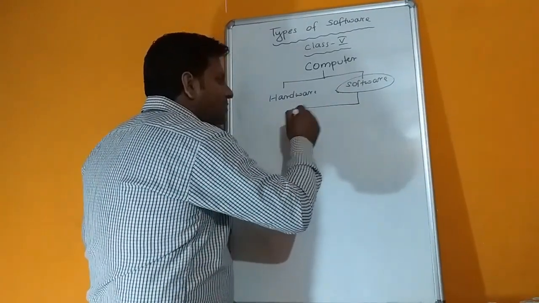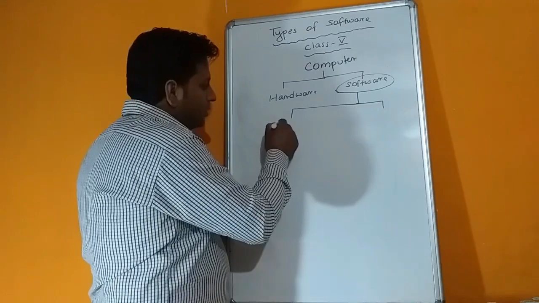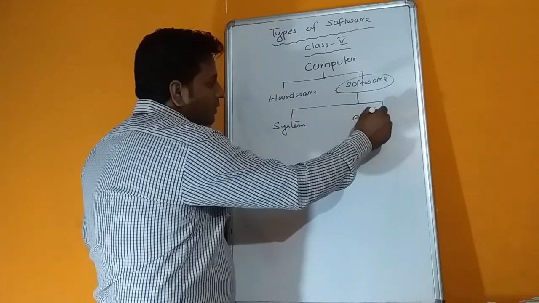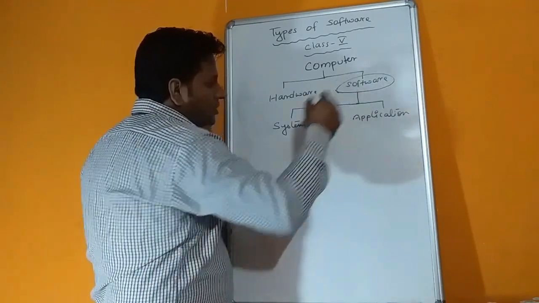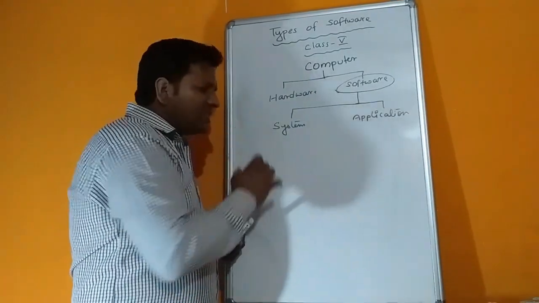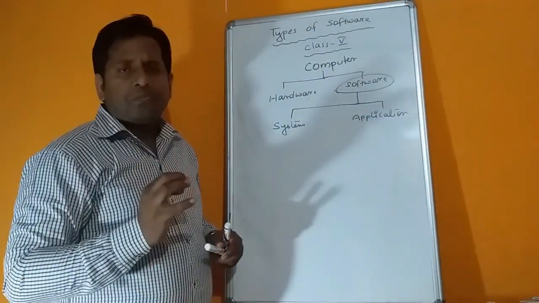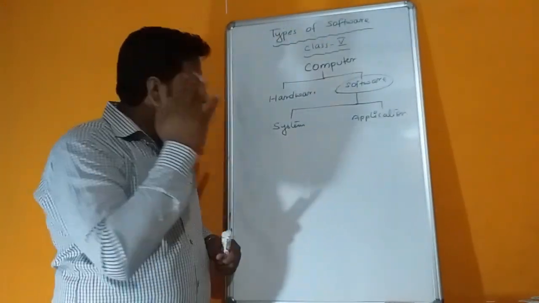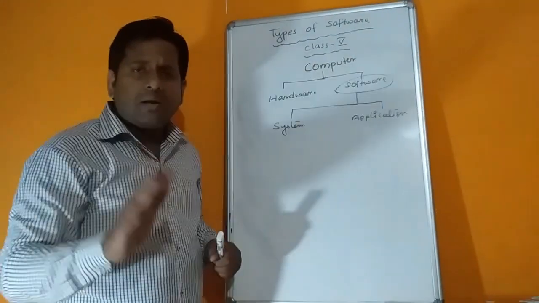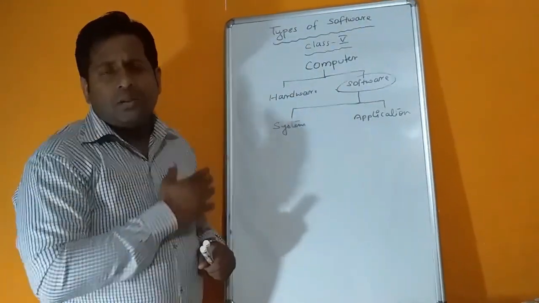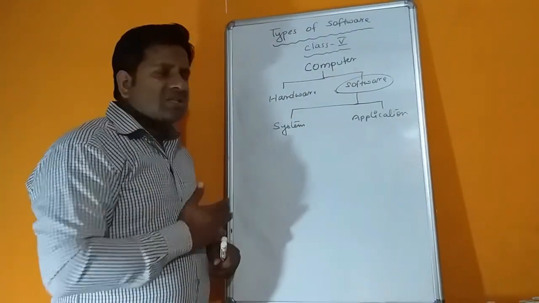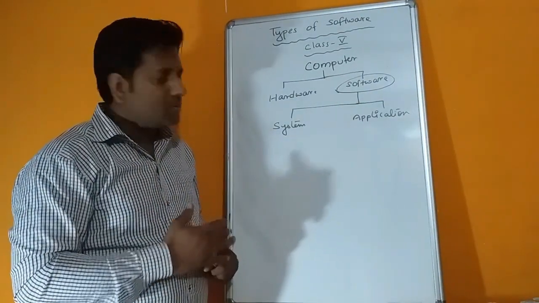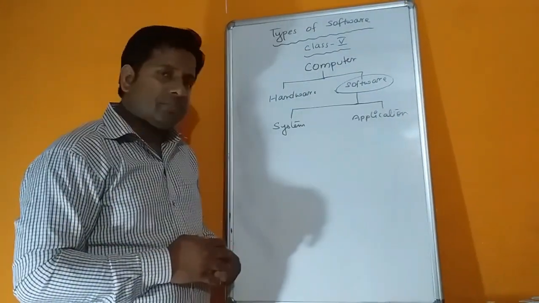The software is again categorized in two parts: system software and application software. So children, system software are the software which are used to make the computer on. If system software is not there, computer will not get on. They are predefined, inbuilt. This system software helps computer to run and display the desktop. Even when desktop comes, it also helps to maintain the computer.